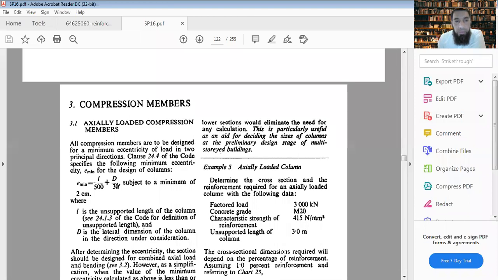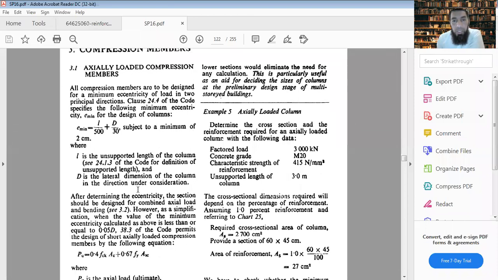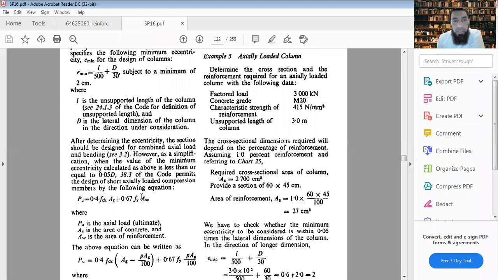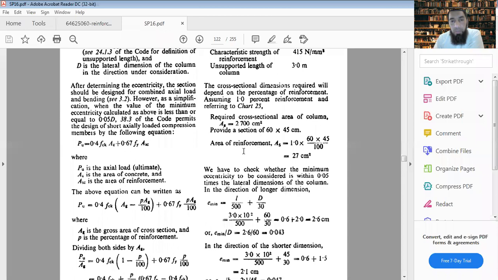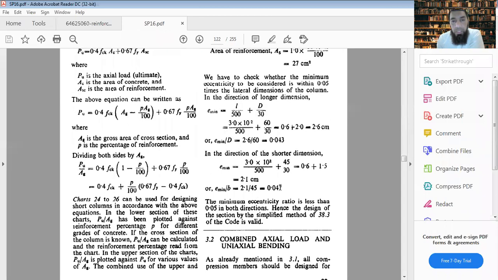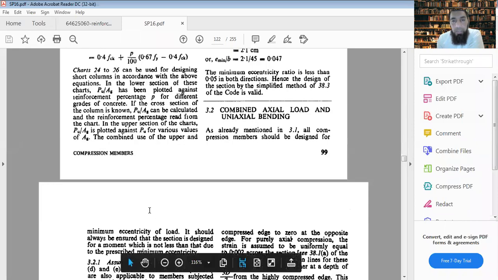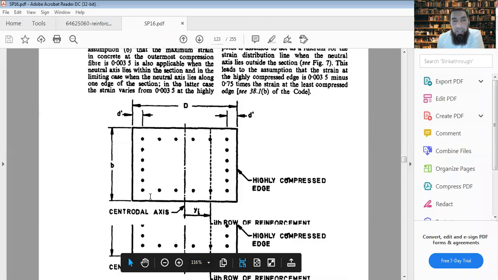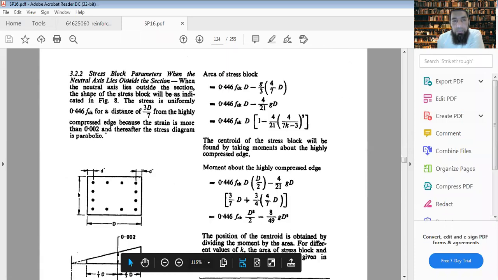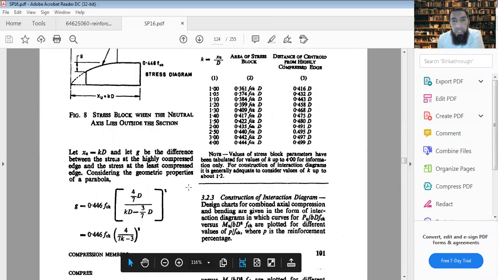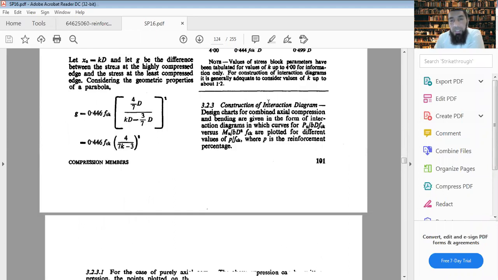for compression members, first of all, you are following e minimum, then actually loaded columns. This is the methodology. What you adopt is that you calculate first the e minimum. Now that you have already calculated, then for combined axial load and uniaxial bending, the stress blocks that we studied the last time around, then comes the construction of the interaction diagram. Now, this is the method that you can use to check whether your design is safe or not.